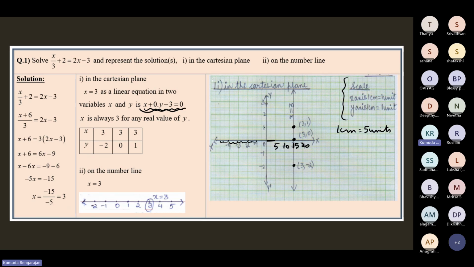Say on the y-axis, you mark 10, 20, 30. Then you must say x-axis, 1 centimeter is 5 units, y-axis, 1 centimeter is 10 units. You can take a different scale on the x and y-axis. You can take the same scale or different scales, both are fine.